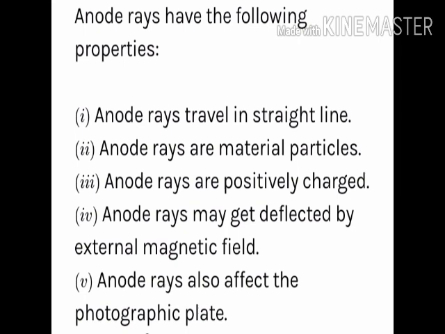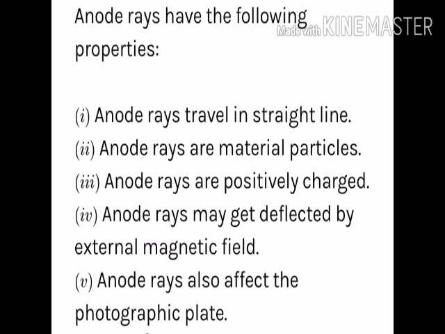Let us know about anode rays. Anode rays also travel in a straight line. They consist of material particles. As they have mass, they are positively charged. They may get deflected by an external magnetic field, and they also affect the photographic plate. Since they are material particles, they show mechanical energy also.